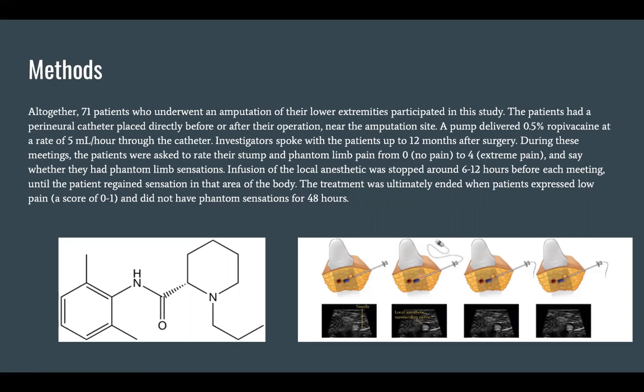During these meetings, the patients were asked to rate their stump and phantom limb pain from 0, which is no pain, to 4, which is extreme pain, and say whether they had phantom limb sensations. Infusion of the local anesthetic was stopped around 6 to 12 hours before each meeting, until the patient regained sensation in that area of the body. The treatment was ultimately ended when patients expressed a low pain score, a score of 0 to 1, and did not have phantom sensations for 48 hours.